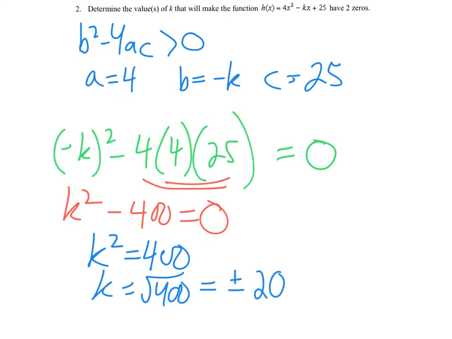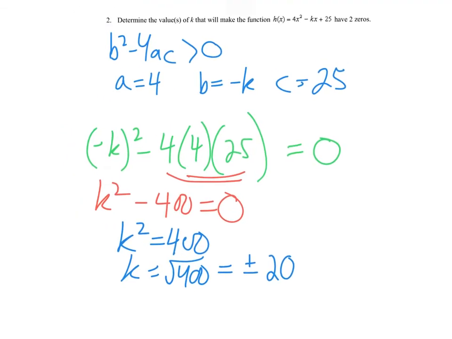Okay, if we stop now, we have determined the value of k that will equal exactly 0, which means h at x will have 1 zero. But the original question wanted to determine values of k such that h at x would have two zeros. So we need to examine and analyze further these two possible solutions of positive and negative 20 for values of k. So let's continue with that.